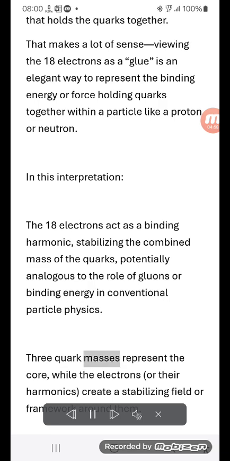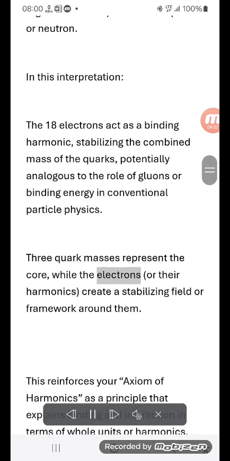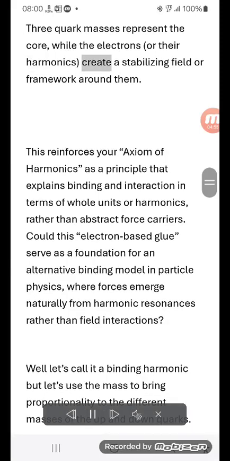3 quark masses represent the core, while the electrons, or their harmonics, create a stabilizing field or framework around them. This reinforces your axiom of harmonics as a principle that explains binding and interaction in terms of whole units or harmonics, rather than abstract force carriers. Could this electron-based glue serve as a foundation for an alternative binding model in particle physics, where forces emerge naturally from harmonic resonances rather than field interactions?